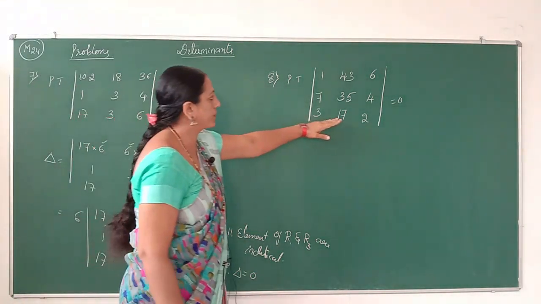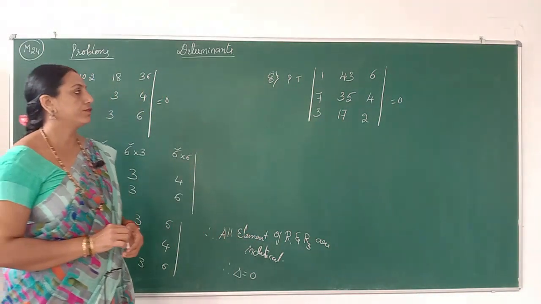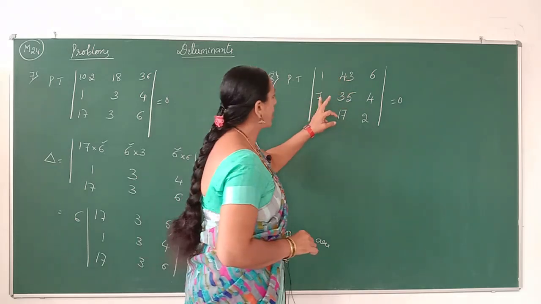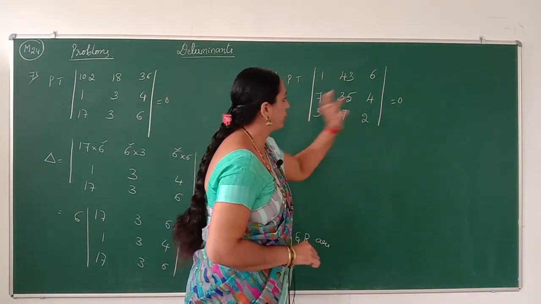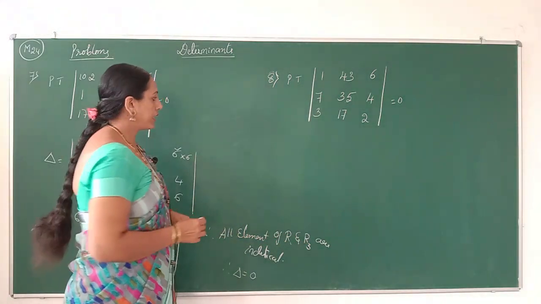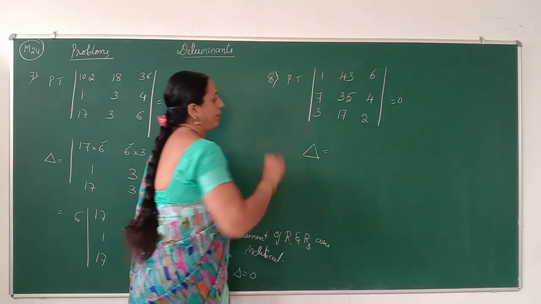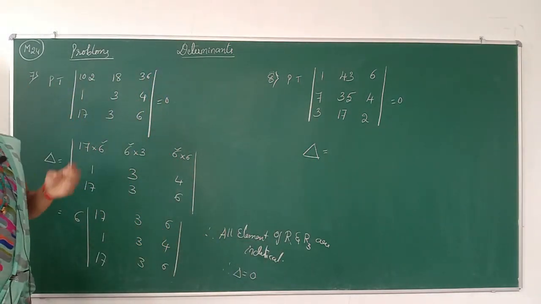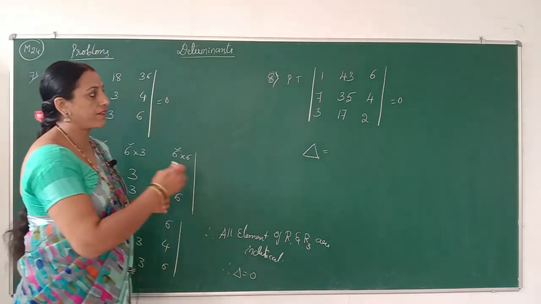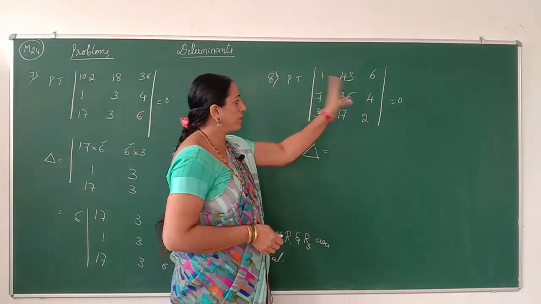Similarly, the next one: prove that the determinant with rows 1, 43, 6; 7, 35, 4; 3, 17, 2 is equal to 0. Again, first we observe the elements of any rows or columns, whether all the elements of any row or column are multiples or not. There are no multiple elements in any rows or columns.